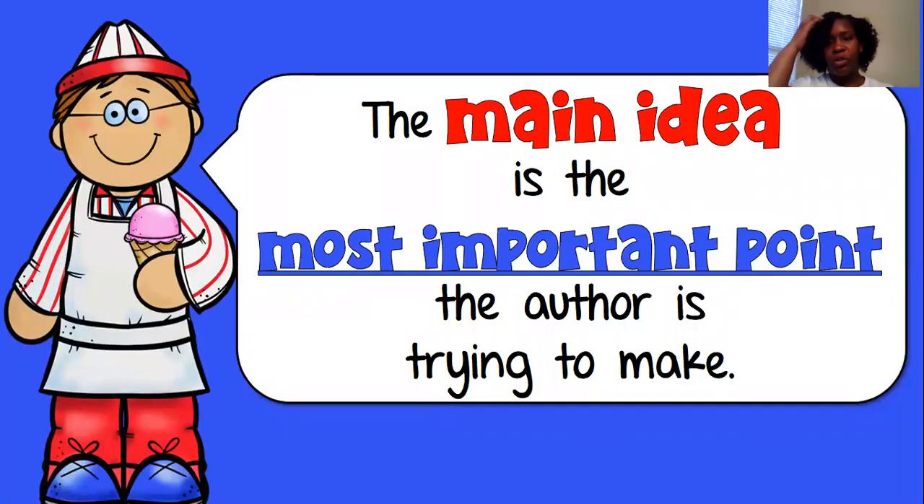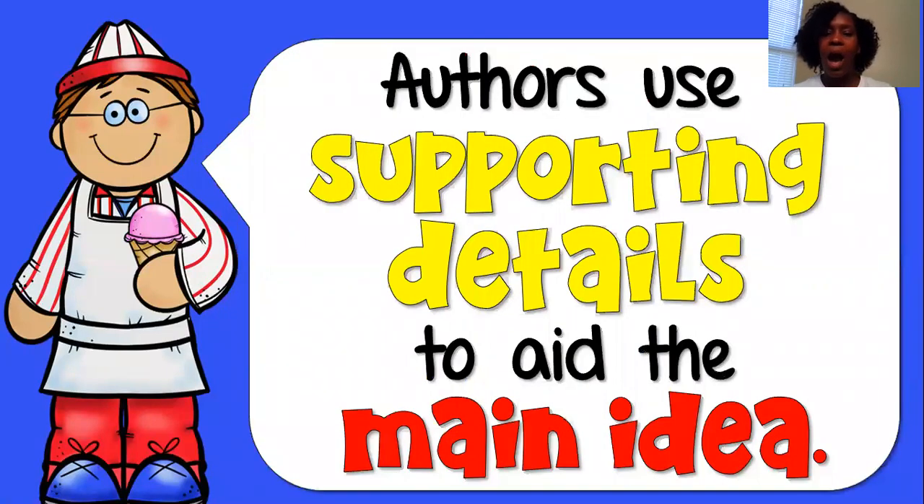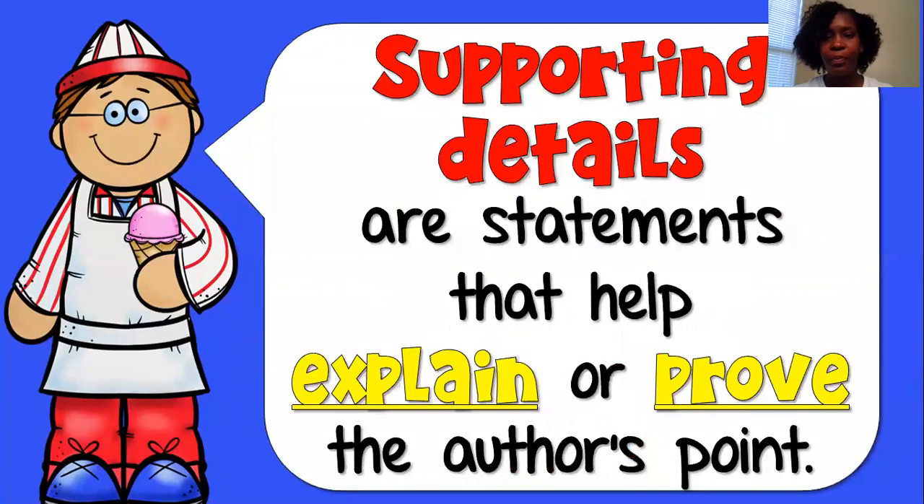Now, just to introduce some of the key vocabulary words that we're going to talk about in this lesson. First, main idea, and that is the most important point the author is trying to make. Authors use supporting details to aid or help or support the main idea. And supporting details are just statements that help to explain or prove the author's point.